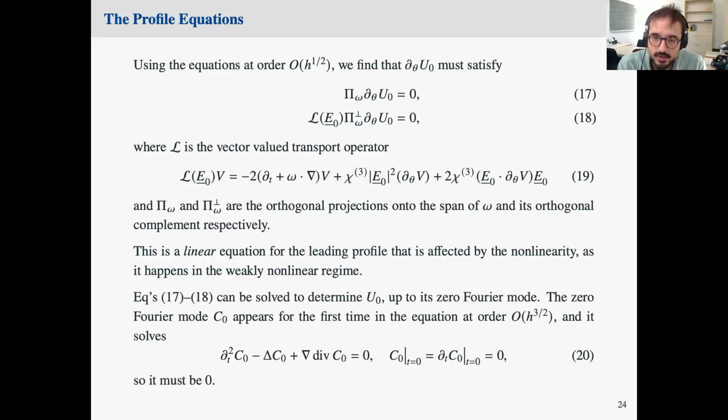And so you can solve these equations, and you can determine U0 up to its zero mode, because here you're always differentiating in theta, so you cannot say anything about the values of U0, or the average of U0 if you want. And so the first Fourier mode appears in the next equation. So you can check that actually the zero Fourier mode has to vanish.